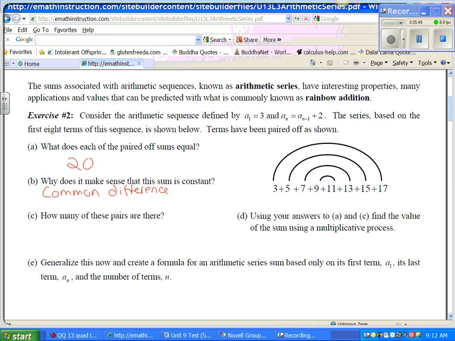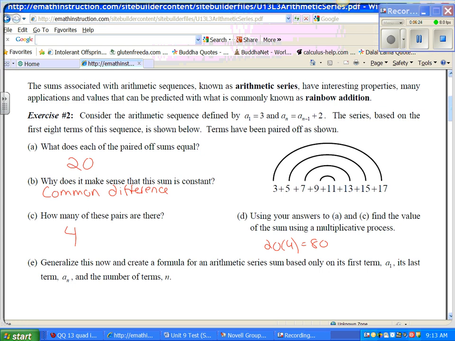Okay, and so how many of these pairs are there? 4. You just count the rainbow. Okay. Using your answers from A and C, what would the sum of all the terms be? 20 times 4, which is 80, right? If the sum of each pair is 20, and you have 4 pairs, 20 times 4 is going to be 80. Okay? So, we can actually build an equation off of this.